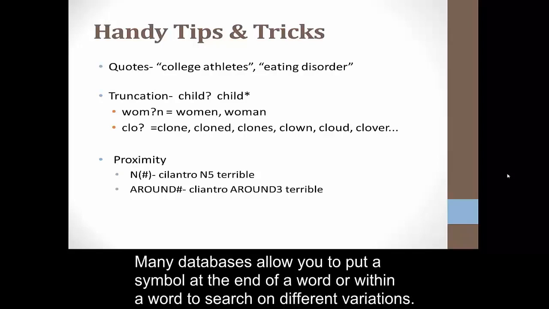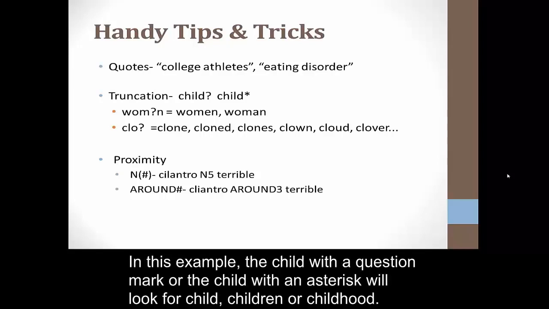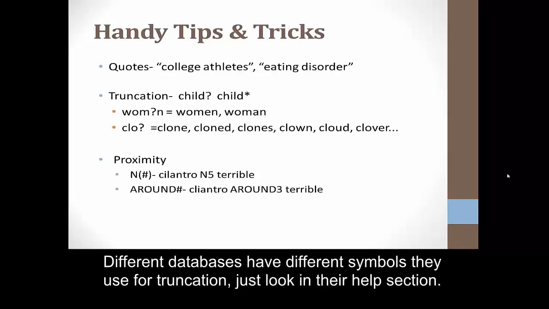Many databases allow you to put a symbol at the end of a word or within a word to search on different variations. In this example, the child with a question mark or the child with an asterisk will look for child, children, or childhood. Different databases have different symbols they use for truncation. Just look in their help section.